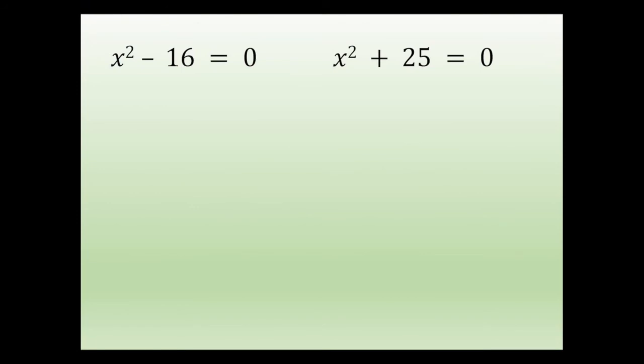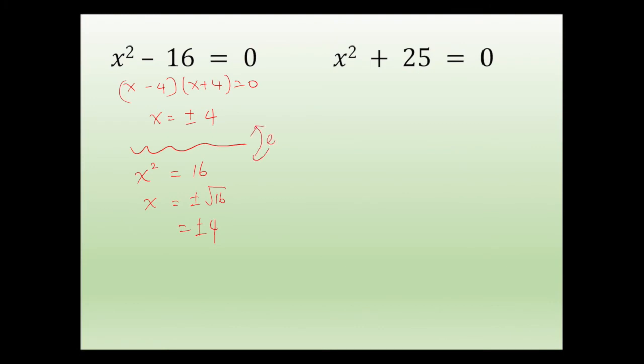All right? Now, what about this one, x squared minus 16 equals 0? This is actually a difference of two perfect squares. So here, I know that I can factorize this as x minus 4 times x plus 4 equals 0. Therefore, x equals plus or minus 4. Alternatively, you can do it this way: x squared equals 16. I add 16 on the left-hand side, and therefore I add 16 on the right-hand side. And now x equals plus or minus the square root of 16, which is plus or minus 4. So either way is fine.